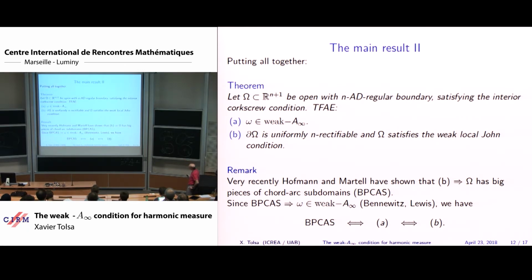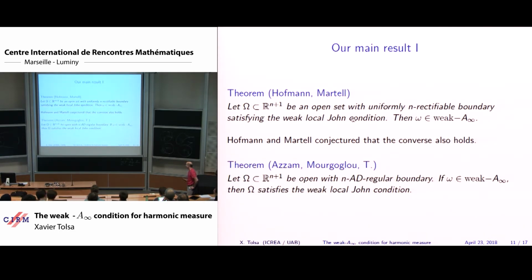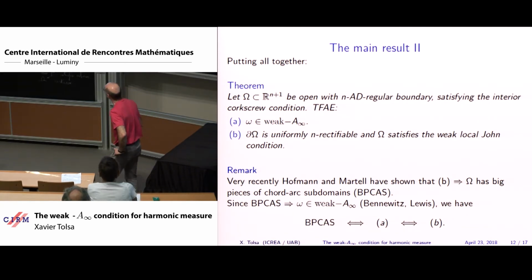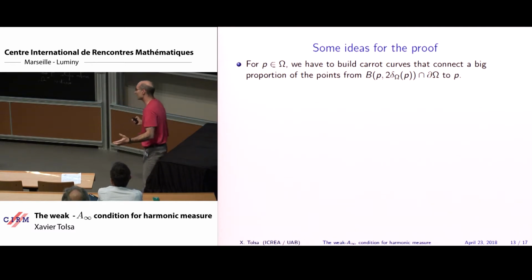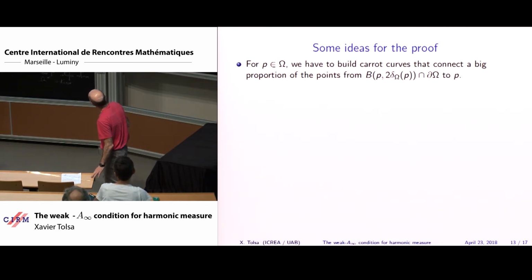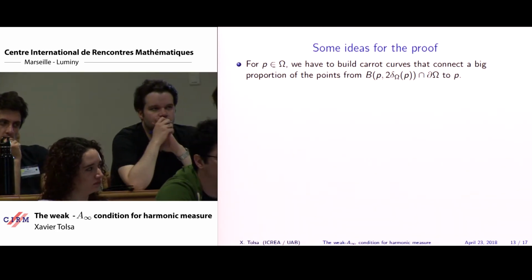Okay. But now for the rest of the talk, I will talk a little about the ideas in the proof of this theorem. So some ideas of the proof. The proof is long and technical, so I cannot give, of course, a full proof, but some ideas. So we want to prove the weak local John condition, and to do this, we consider a point P in Ω, and then what we have to do is to build carrot curves that connect a big proportion of the points in this ball to the point P. So we have to find a suitable set F that is well connected to this center of the ball.